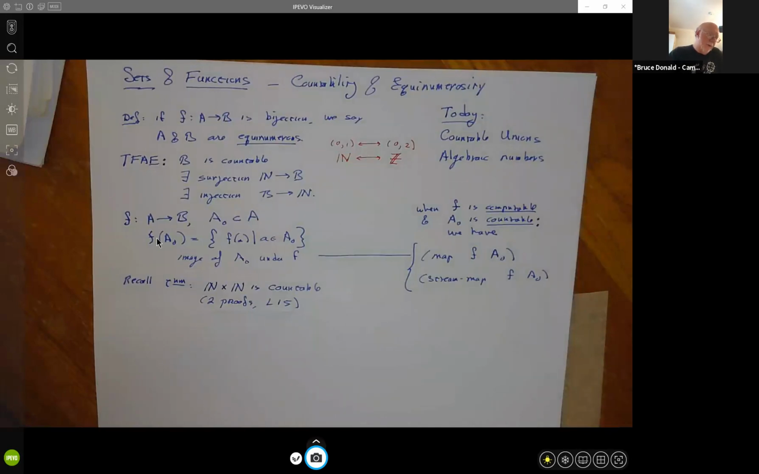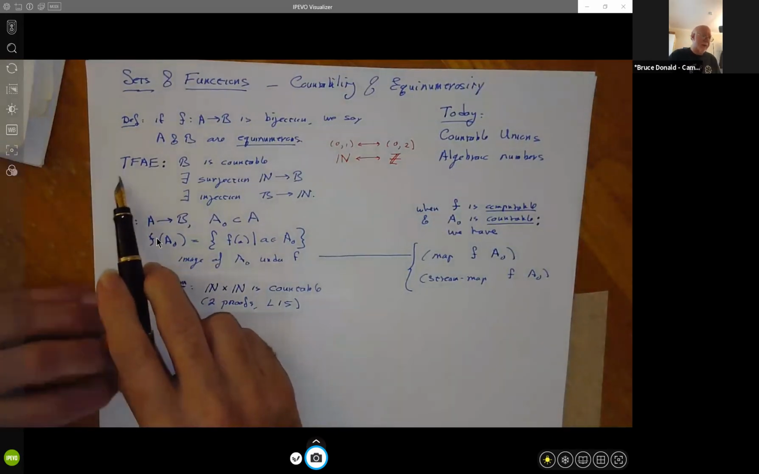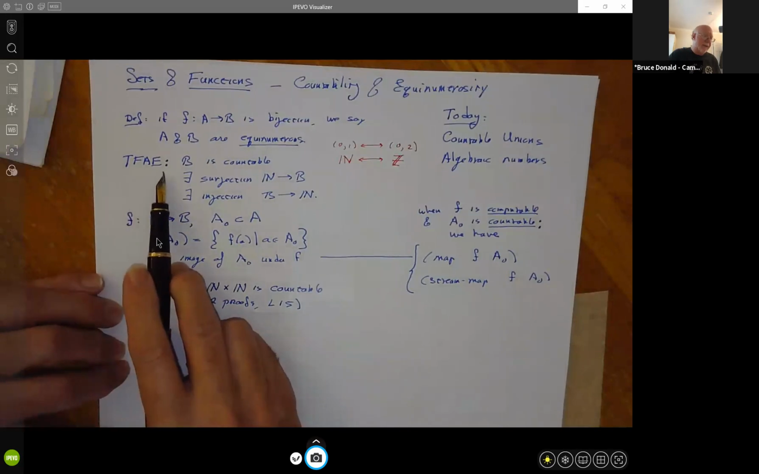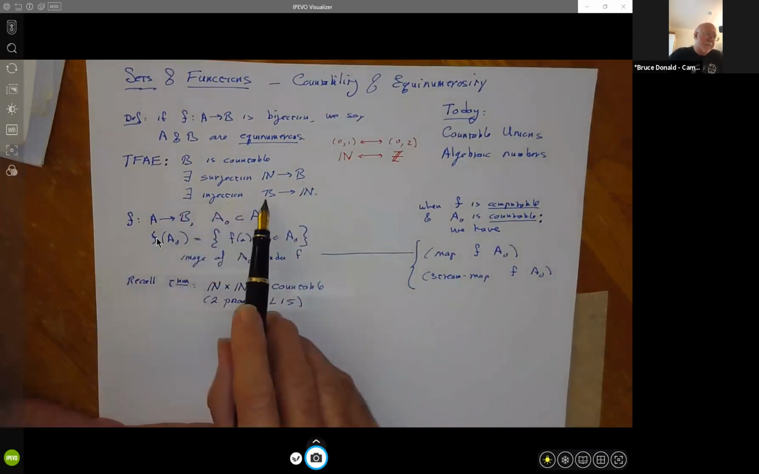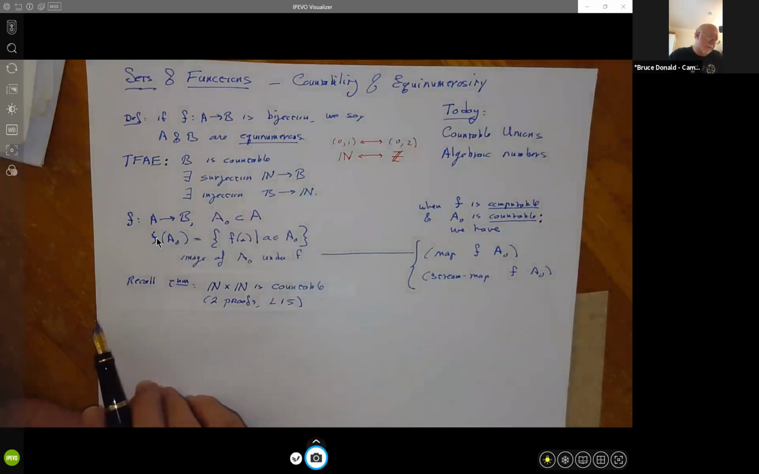But to continue where we were last time, we showed that the following are equivalent. TFAE is a way to abbreviate that in mathematics: the following statements are equivalent. A set B is countable. There exists a surjection from the natural numbers to B. And there exists an injection from B to the natural numbers. We proved this, and it's also in the notes.